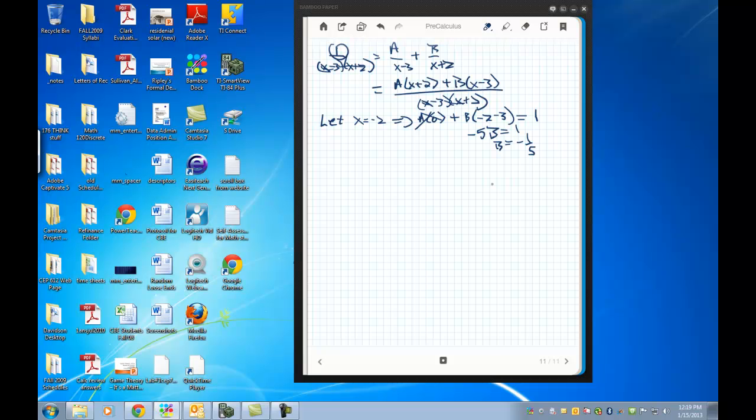Now, remember, theoretically, we don't have the benefit of hindsight to remember that a is negative b. So what would we do in our next step? We're going to let x equal positive 3. Why? Because it makes this term disappear. So this implies that a times 3 plus 2 plus b times 0 also equals 1. So 5a equals 1.